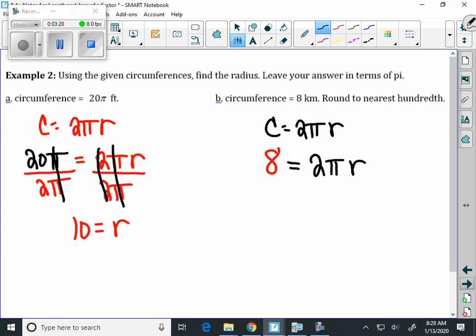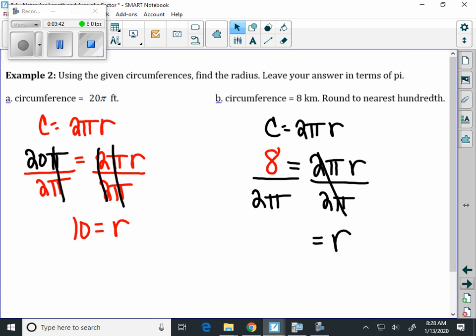We want to know what r equals. We're going to divide by 2 pi here. I'm going to divide by 2 pi here. The 2 pi's cancel out. That's going to give us our r. But this is where we need our calculator or Desmos.